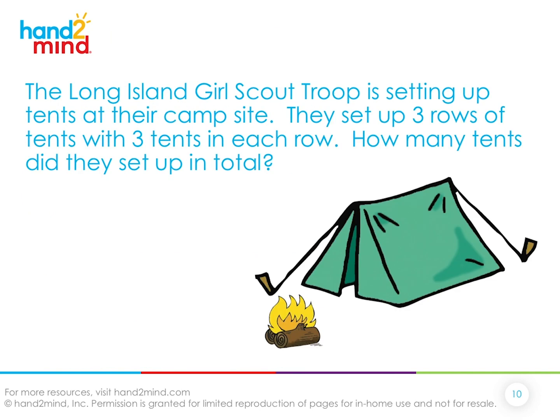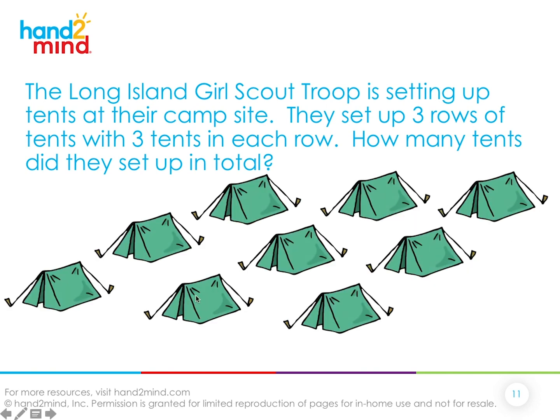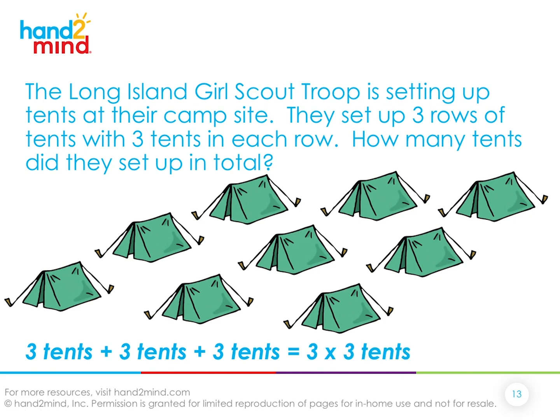The Long Island Girl Scout troop is setting up tents at their campsite. They set up 3 rows of tents with 3 tents in each row. How many tents did they set up in total? So I'm going to go ahead and create those tents. We have 3 rows of tents, 3 tents in each row. So you can just count all these up. 1, 2, 3, 4, 5, 6, 7, 8, 9. So 3 plus 3 plus 3, repeated addition, equals 3 times 3. Remember, we said it's the same thing. We have 3 sets of 3, or 3 times 3, and that equals, as we counted, 9.